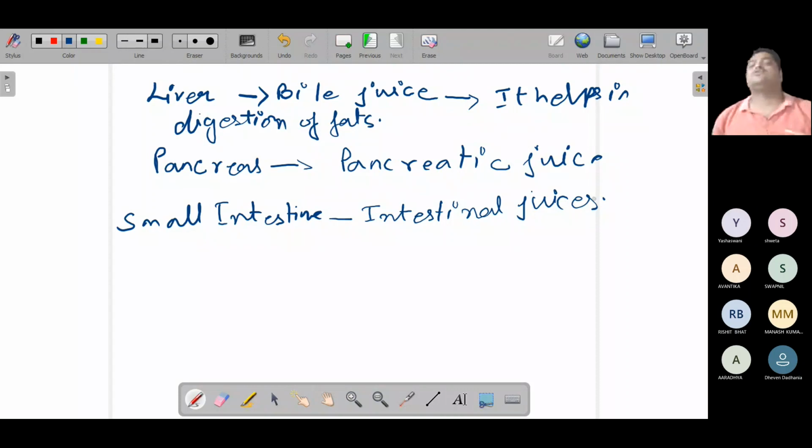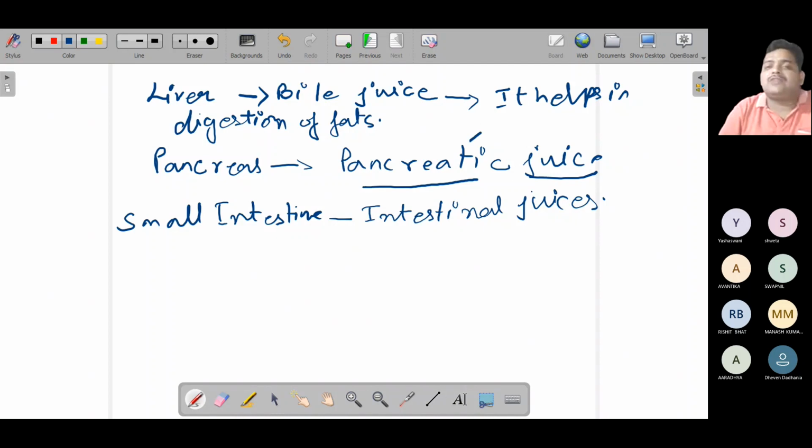Whatever the secretions of the pancreas are, they are called pancreatic juice. Whatever the secretions of the small intestine are, they are intestinal juices. Whatever the secretions of the liver are, they are bile juice. Whatever the secretions of the salivary gland are, they are called saliva. Like saliva contains salivary amylase, pancreatic juice also contains many enzymes, which help in the digestion of different components of food.